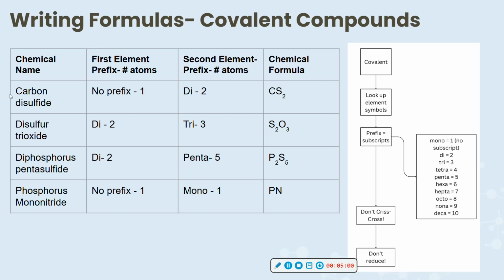I do not have a prefix, so that tells me that I have one carbon. I don't have anything in front of carbon, so that means I just have one. Now it says disulfide. So di means two. So that means I have two sulfurs. So it's going to be CS2. Now, if you're looking at sulfide and you're wondering how did she get sulfur, remember we always change our endings to IDE. So you're going to want to go and find the element that starts with sulf, which is sulfur.